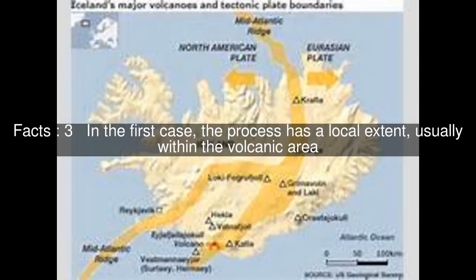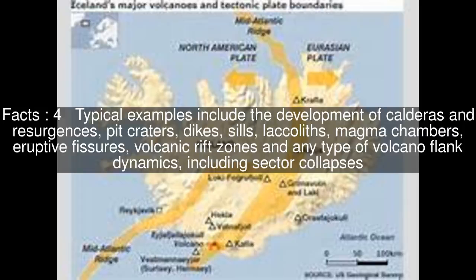In the first case, the process has a local extent, usually within the volcanic area. Typical examples include the development of calderas and resurgences, pit craters, dikes, sills, laccoliths, magma chambers, eruptive fissures, volcanic rift zones and any type of volcano flank dynamics, including sector collapses.